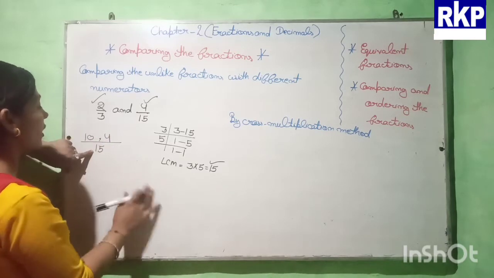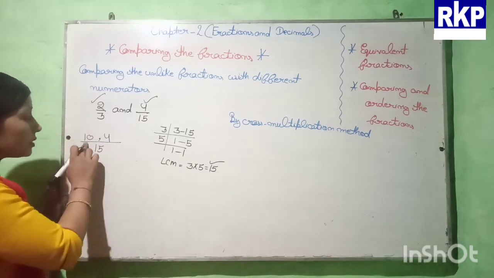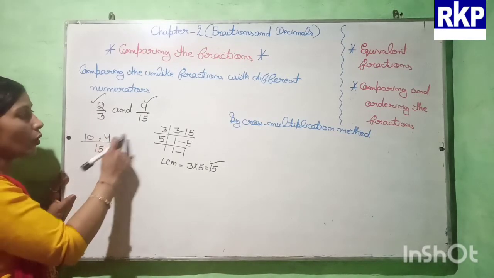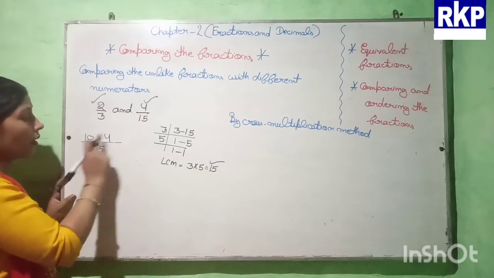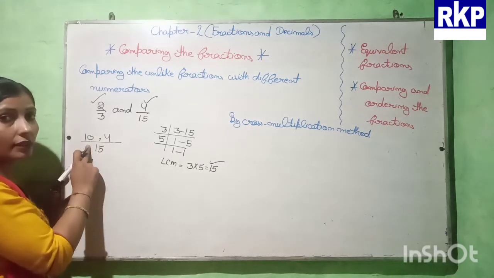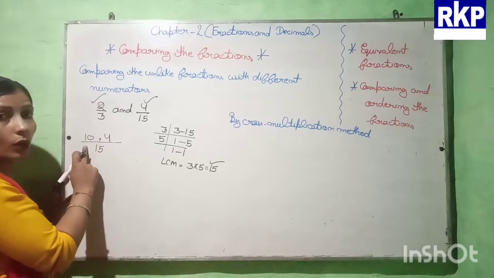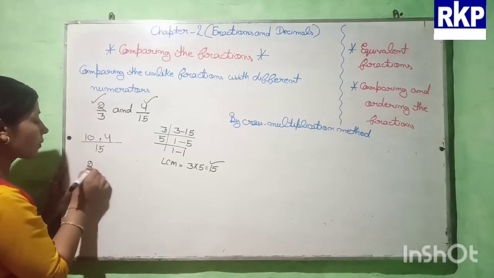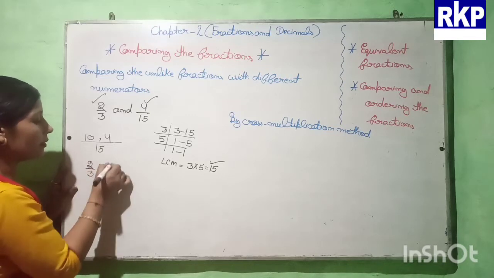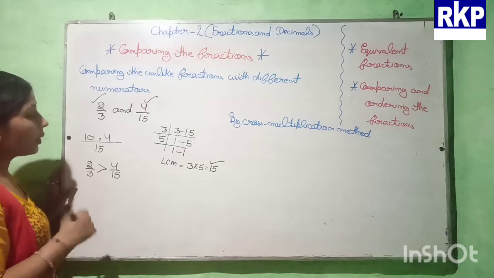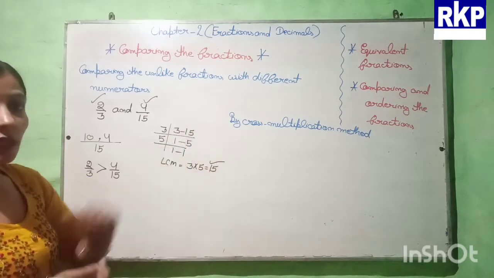Okay. So here, this 10 we have obtained from 2 by 3, and this 4 we have obtained from 4 by 15. Here 10 is greater than 4. Okay. 10 is greater than 4. So we can say that 2 by 3 is greater than 4 by 15. Okay. Or we can use this method.